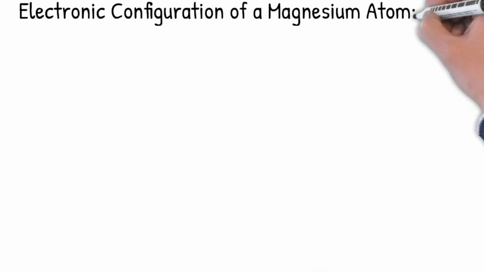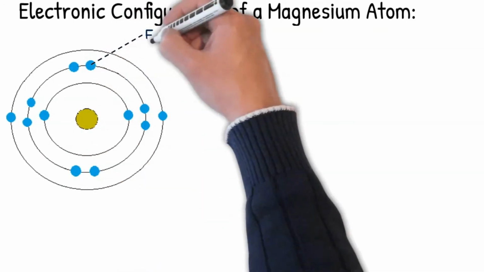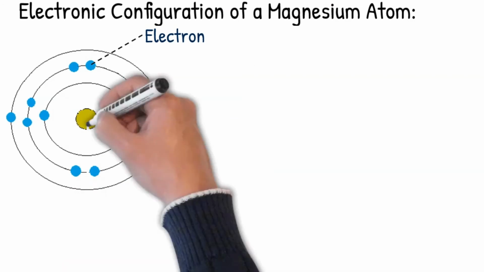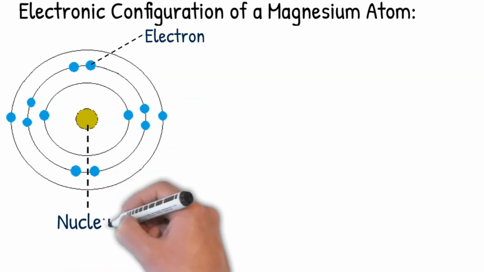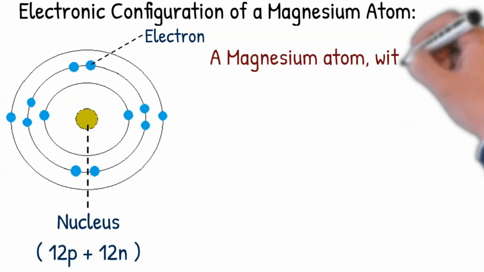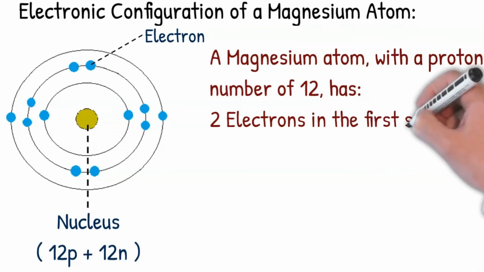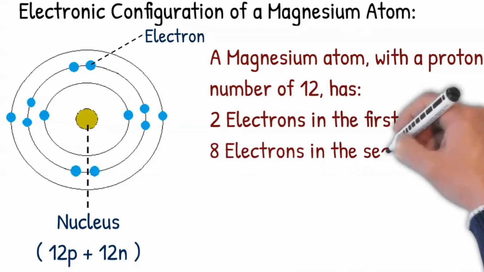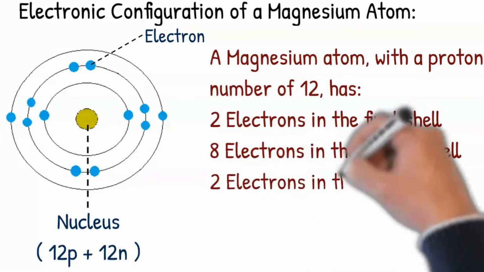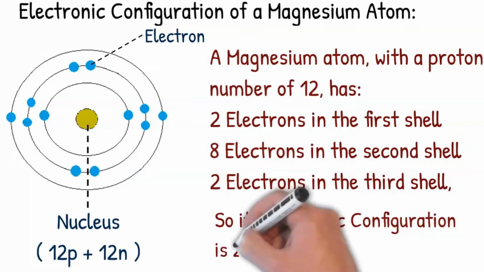Electronic configuration of a magnesium atom. Electron. Nucleus, 12 protons plus 12 neutrons. A magnesium atom with a proton number of 12 has 2 electrons in the first shell, 8 electrons in the second shell, 2 electrons in the third shell, so its electronic configuration is 2, 8, 2.